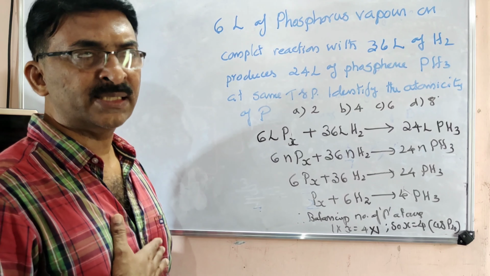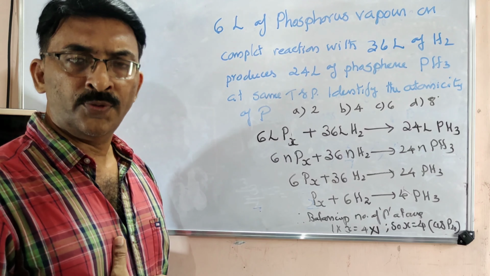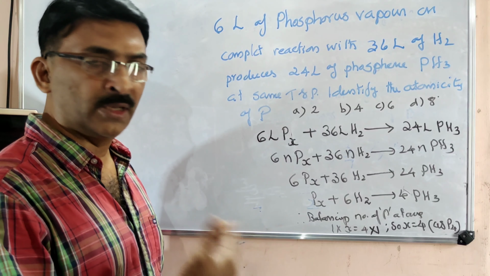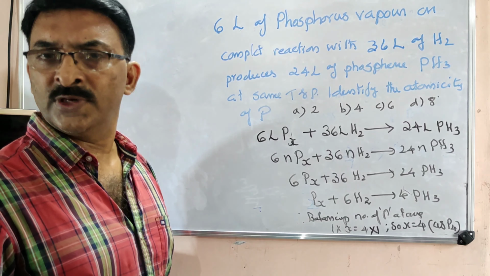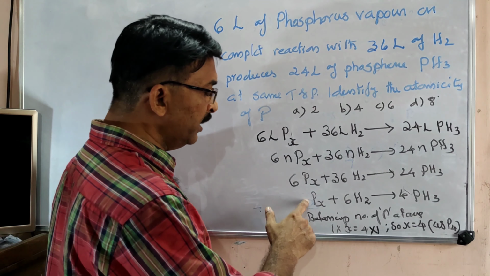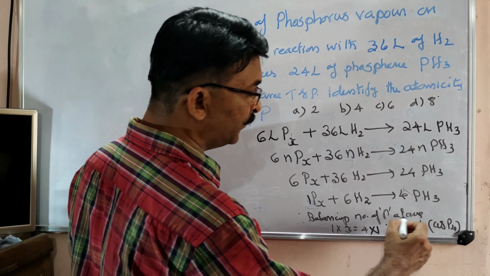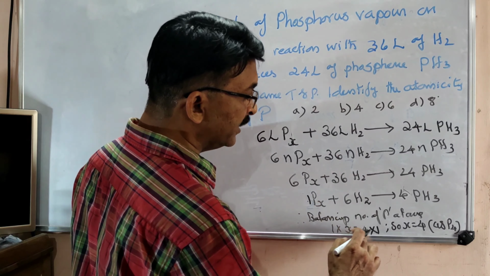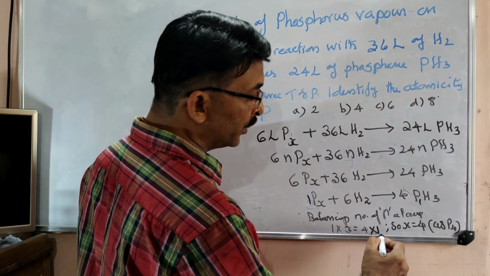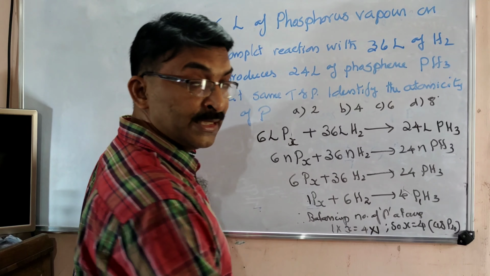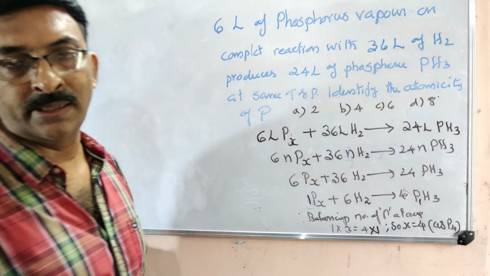But during chemical reactions, atoms are neither created nor destroyed. So the number of each type of atom on both sides of the equation must be the same. Now we equate the number of atoms of phosphorus on both sides. On the reactant side it is 1 into x. Balancing the number of phosphorus atoms, 1 into x is equal to 4 into 1. So x is equal to 4. That is, the phosphorus atomicity is 4, as P4. That finishes that problem.